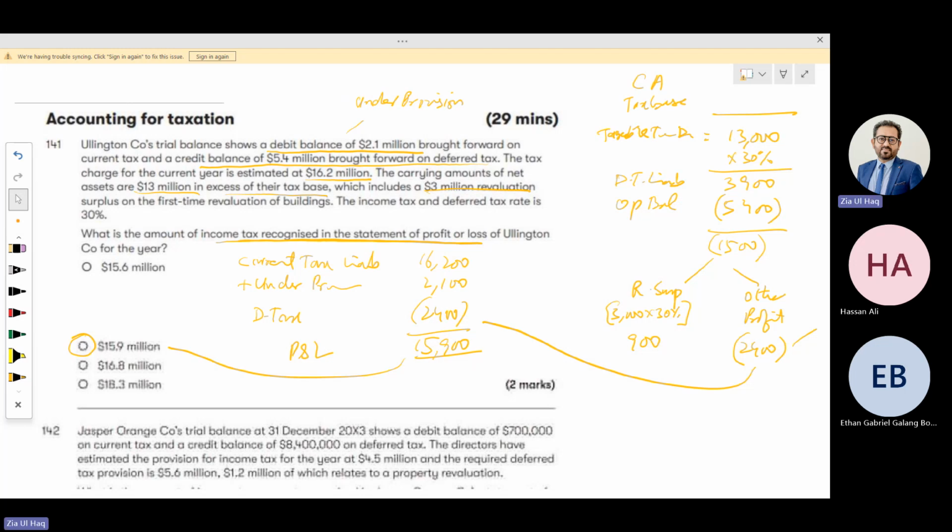Whether asset or liability, we need to see whether this is positive or negative. That will be adjusted in the current tax liability. This was the first formula that we learned: current tax liability, adjust under or over provision, and adjust increase or decrease in deferred tax. And in this question, there was deferred tax liability and a decrease in deferred tax liability.